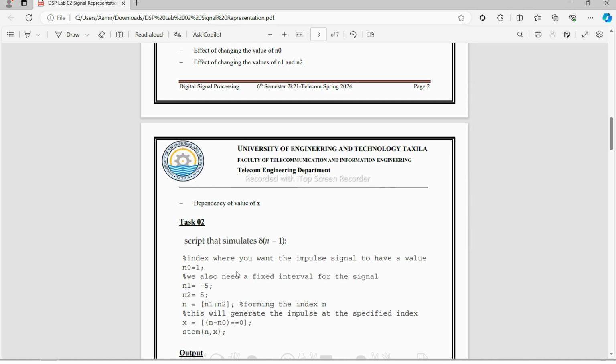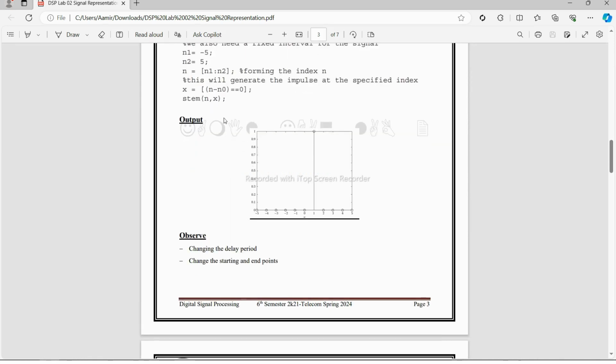The line x equals n minus n naught equal to 0 generates an impulse signal x, whose value is 1 only where n minus n naught equals 0, representing the specified index. Finally, stem(n, x) plots the impulse signal x against the index using a stem plot. So this is the explanation of the code. By running the code in MATLAB we will get the desired output as shown in the diagram.